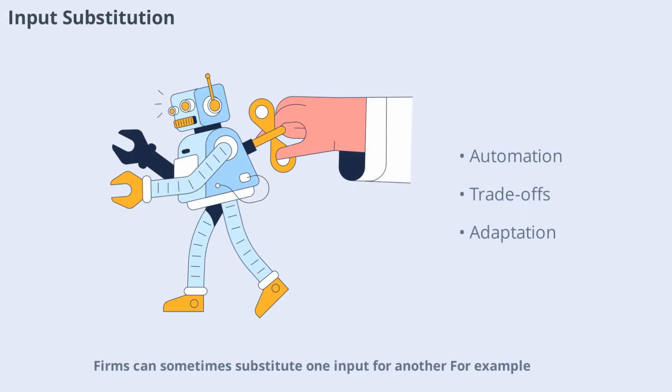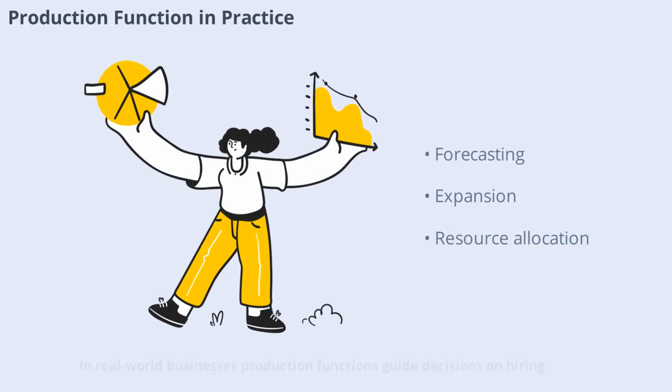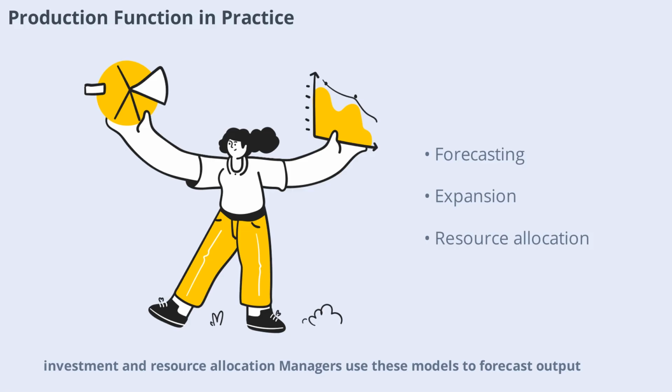Firms can sometimes substitute one input for another. For example, automation can replace manual labor. Understanding the trade-offs between different inputs helps businesses adapt to changing costs and technologies. In real-world businesses, production functions guide decisions on hiring, investment, and resource allocation.